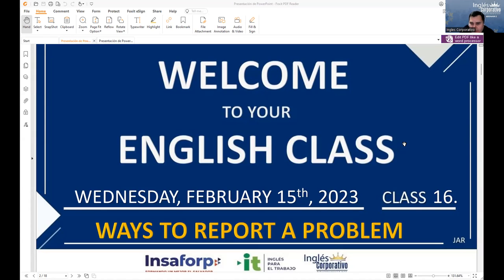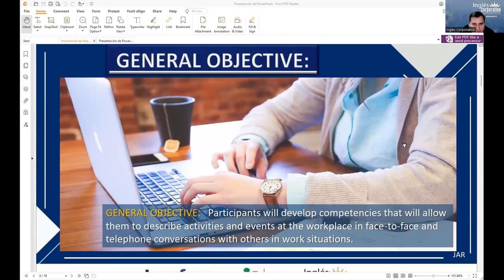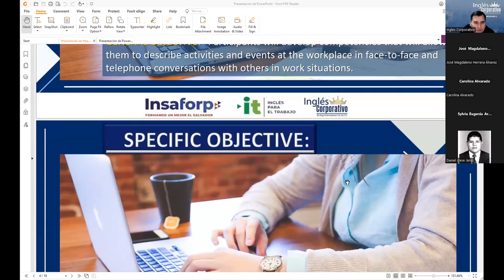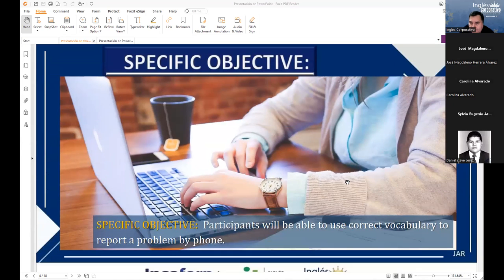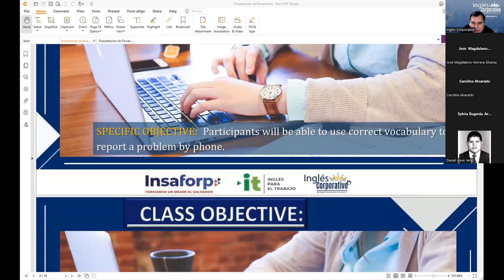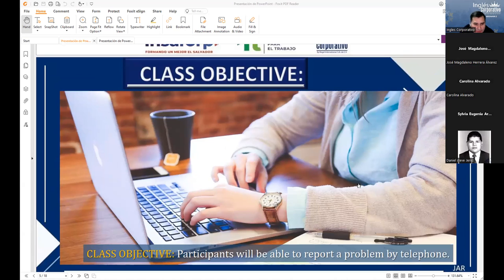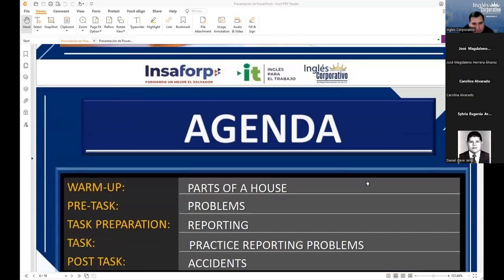Ways to report a problem. This is the general objective. This is the specific objective. And this is tonight's objective. Participants will be able to report a problem by telephone. Okay.